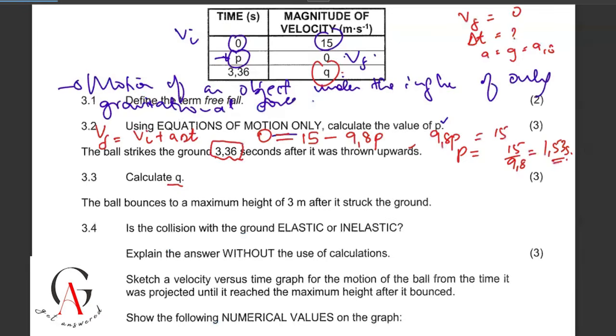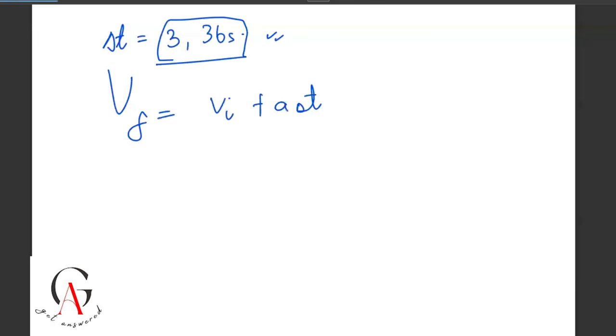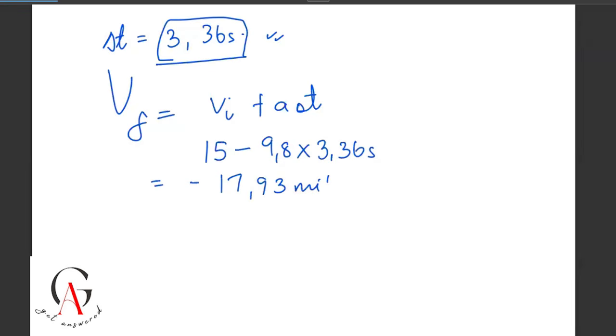Meaning that we're going to have 15, it's upwards, minus 9.8 times 3.36 seconds. So 15 minus 9.8 times 3.36 is giving me negative 17.928, which is 17.93 meters per second. So this negative is basically in the opposite direction.